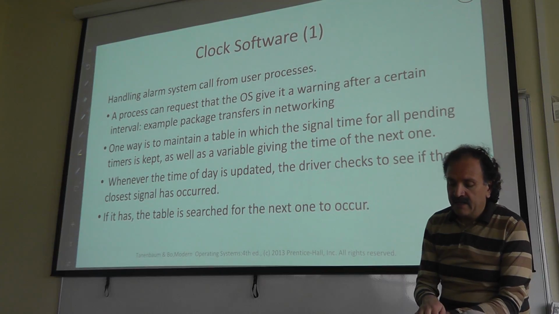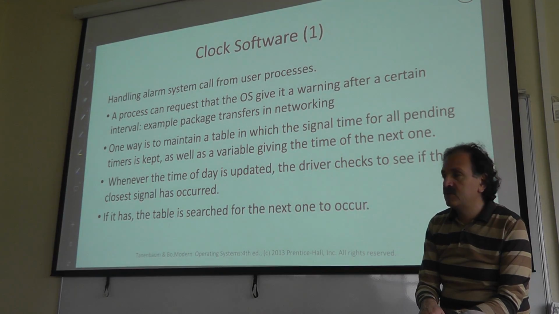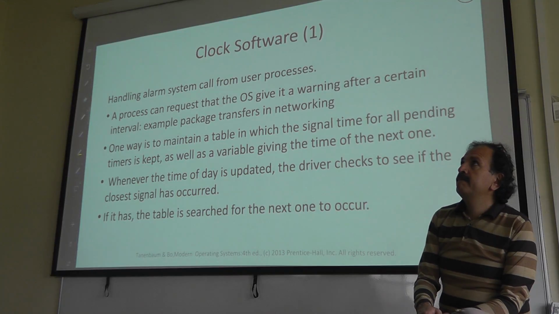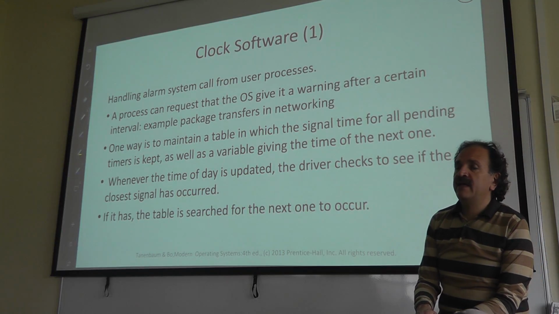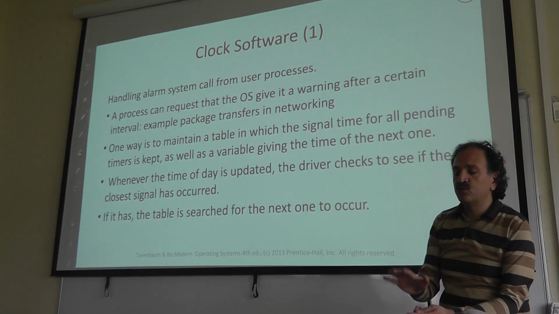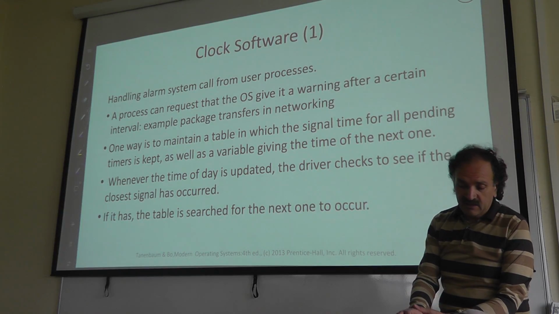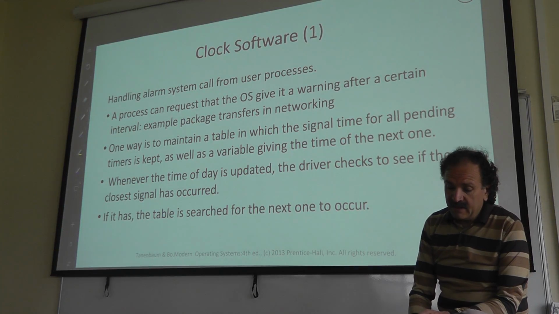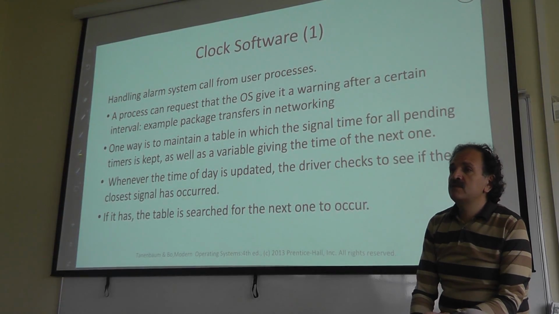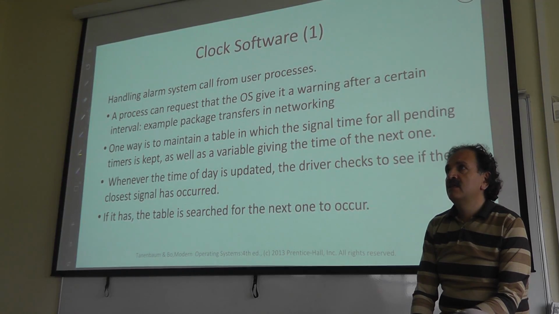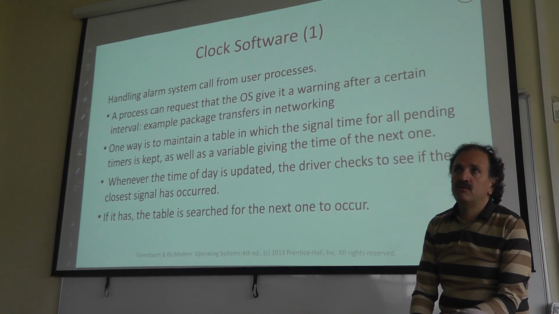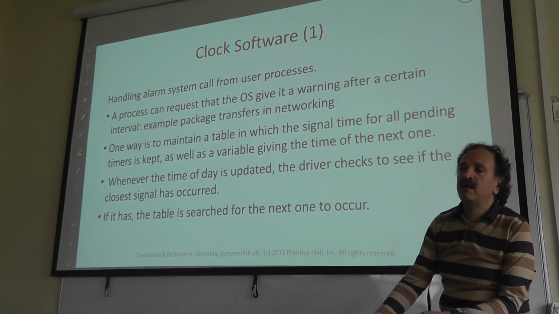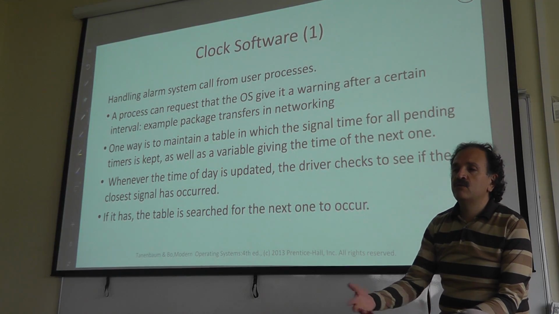Let's look at the next one, handling the alarm system call from user processes. Interrupts occur because there is an I/O event, or there are regular interrupts. At every clock tick, there is an interrupt occurring. Sometimes the users might want to produce interrupts. The user says: produce an interrupt in, let's say, 20 milliseconds, so that I can do something.